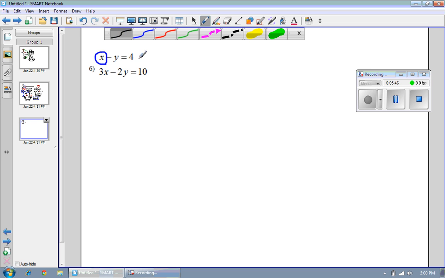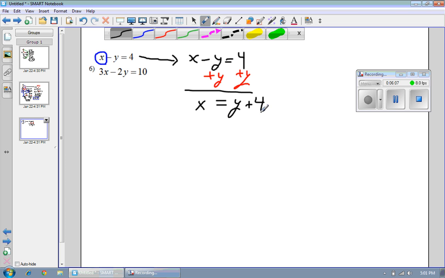So what are we going to do with this equation? We're going to take it and we're going to come over here and think to ourselves, okay, x minus y is equal to 4. So if I want to isolate the x, all I got to do is add y to both sides. And I get a brand new equation. x is equal to y plus 4. Why does this help me? Because now I've got x all alone. That means we can do some substitution.